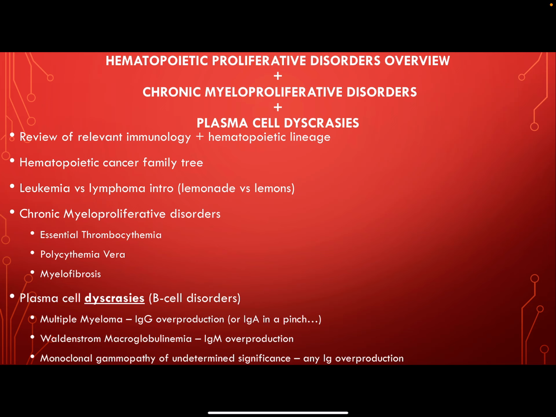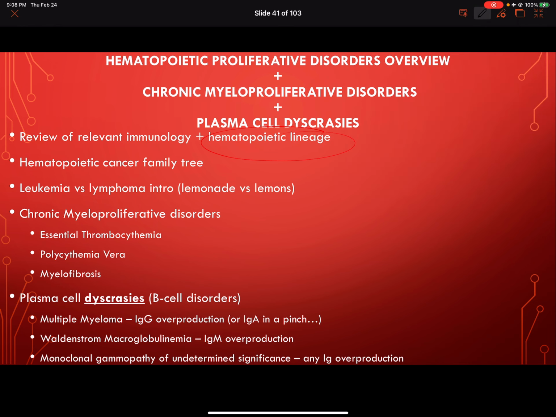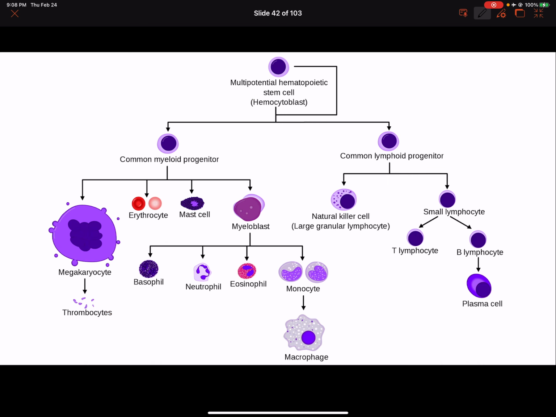All right, let's talk about hematopoietic proliferative disorders with an emphasis on chronic myeloproliferative disorders and plasma cell dyscrasias. So first, we're just going to go over a general overview of hematopoietic lineage. Talk about the hematopoietic cancer family tree, looking at leukemias versus lymphomas. Then we'll dive a little bit more into detail for the chronic myeloproliferative disorders and the plasma cell dyscrasias.